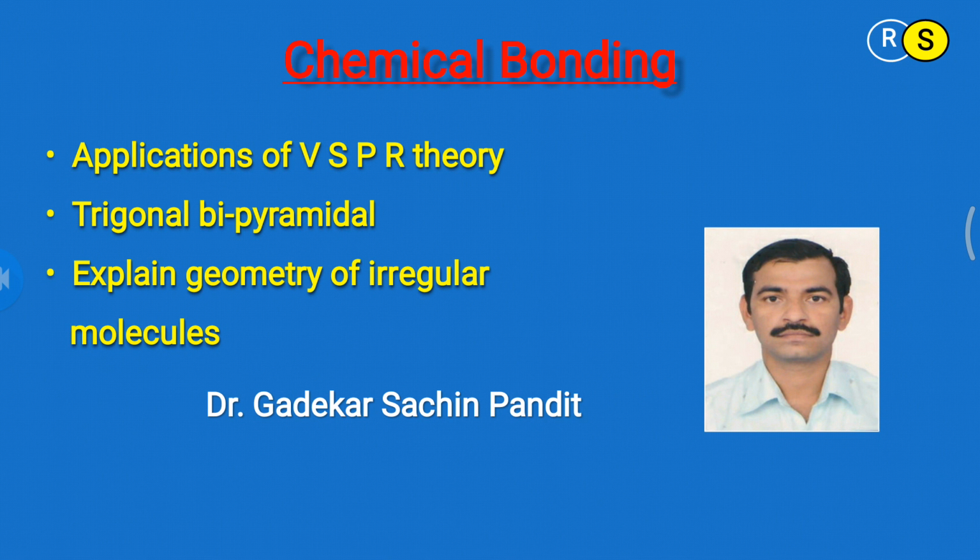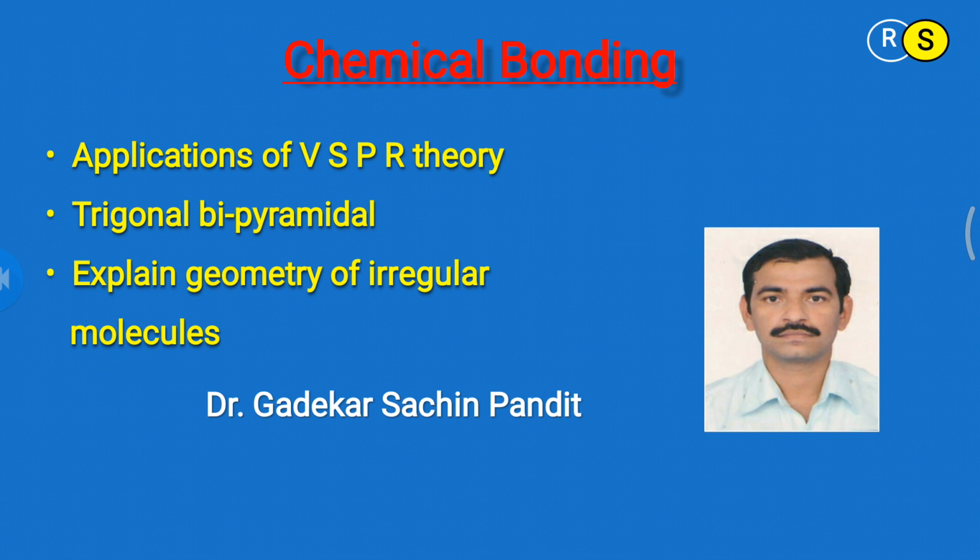Bond pair means an electron pair involved in bonding. What is a lone pair? An electron pair not involved in bonding is called a lone pair. So this theory can explain the shape of simple molecules having bonded or non-bonded localized electron pairs. They repel each other to keep maximum distance and minimum repulsion energy. So this theory explains the bond angle and shape of a molecule.